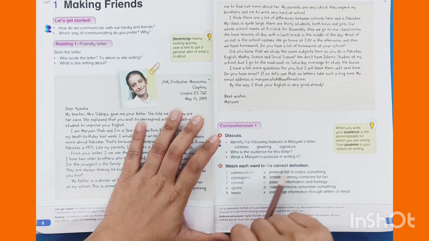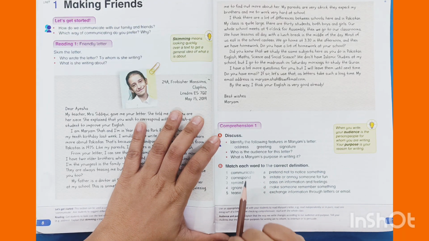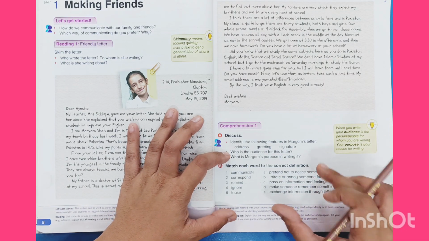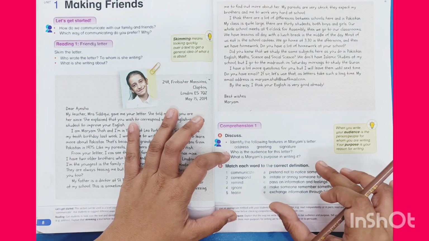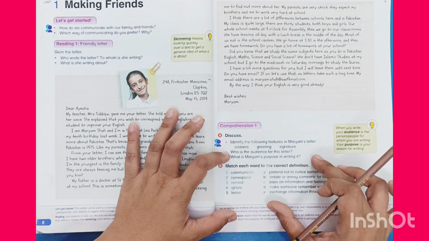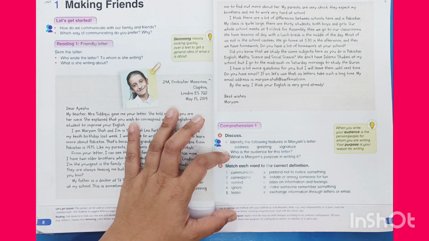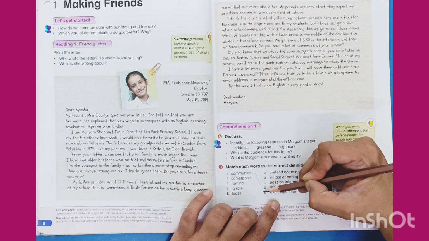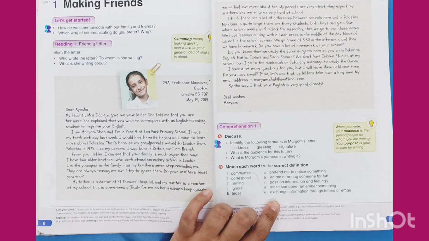Match each word to the correct definition. Communicate. In this exercise B, we have to match the correct meanings to the given words here. So the answer to communicate is E.